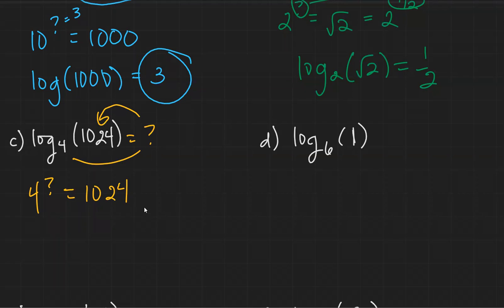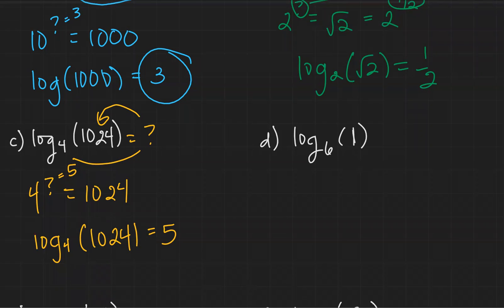Well, we know 4 to the 3rd power is 64. Let's use our calculators. 4 to the 4th power, that's 256. 4 to the 5th power, 1024. So we know this mystery is 5. So log base 4 of 1024 is equal to 5, because 4 to the 5th power is equal to 1024.